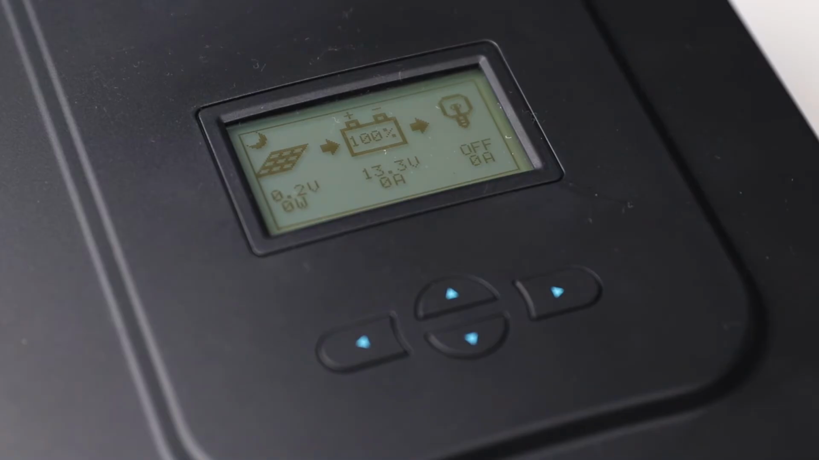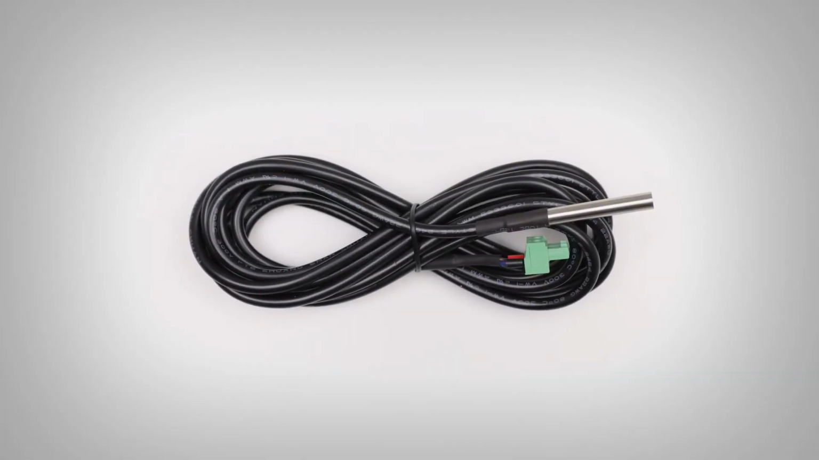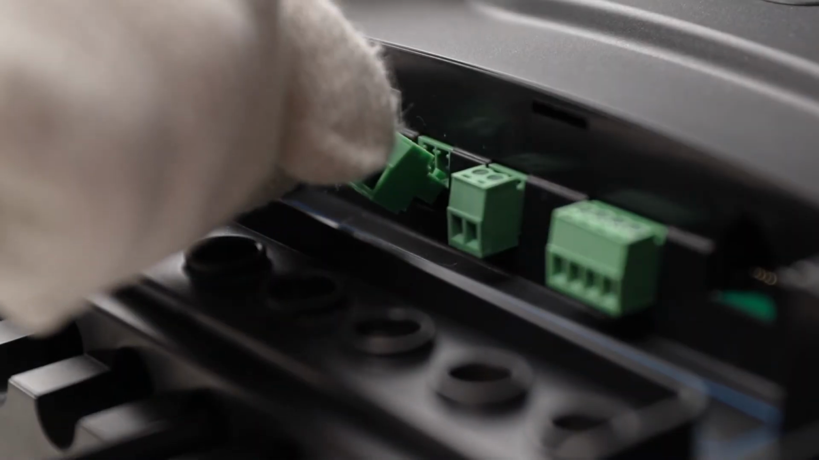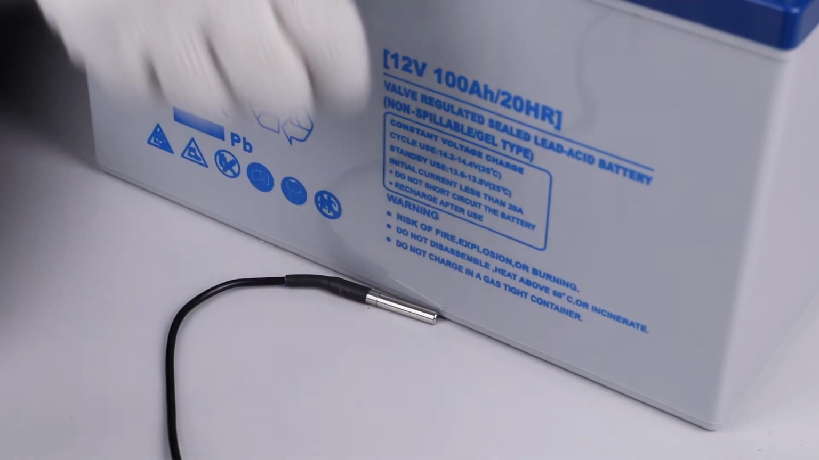The Rover will come with 2 additional components. The first is the remote temperature sensor. Connect this sensor to the labeled port on the controller and then place the sensor inside the battery compartment. The sensor can be taped to one side of the battery.